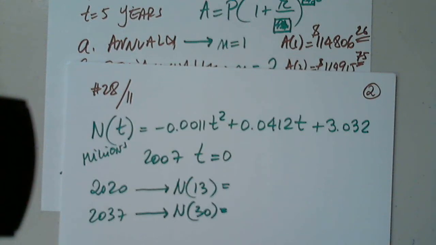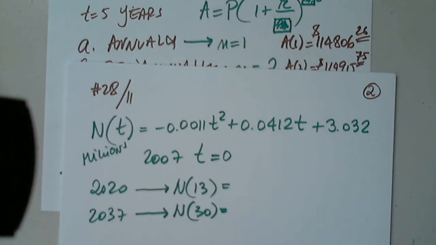I will delete the whole thing by clearing it, and I will enter this function. Negative 0.0011x squared plus 0.0412x plus 3.032. Okay, I'm checking. Yes, yes, yes. Everything appears to be okay.